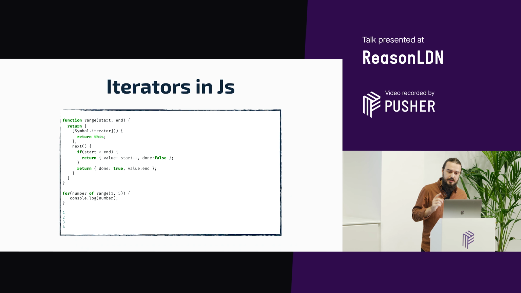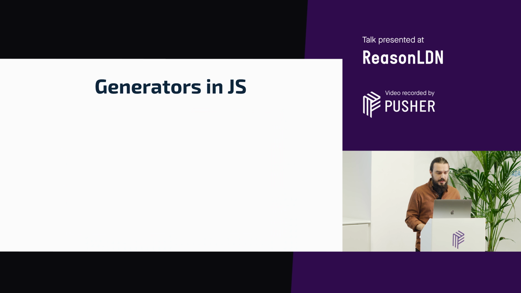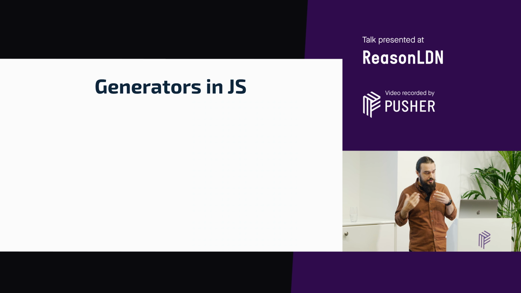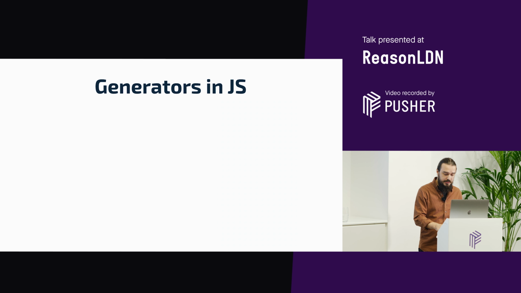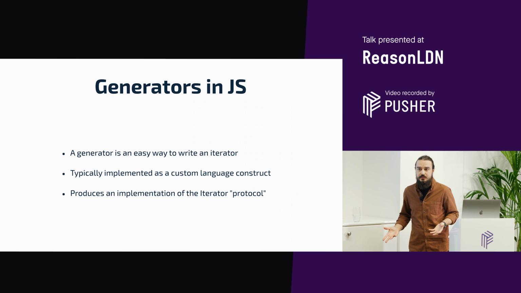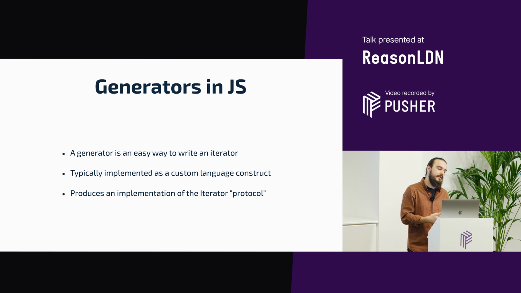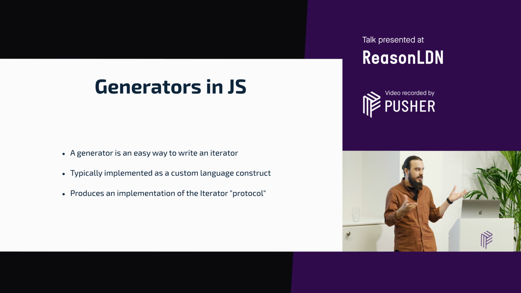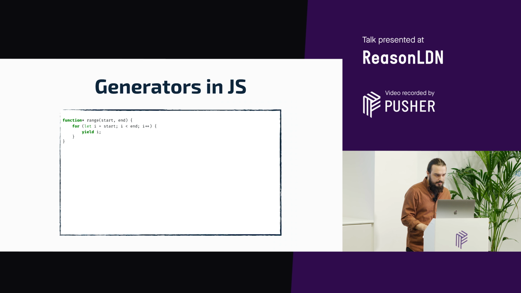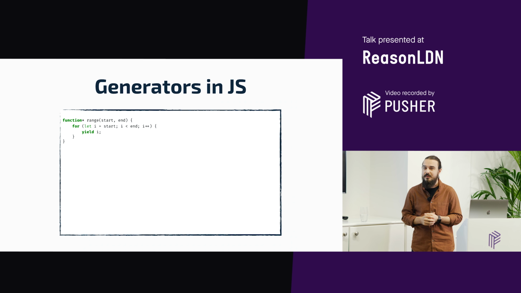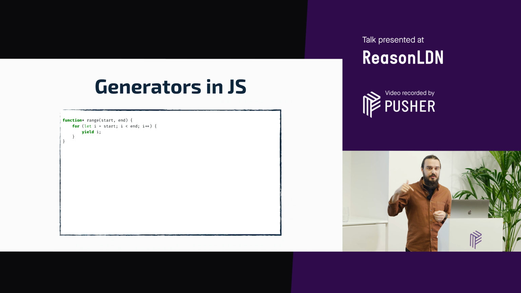There's a simpler way to write iterators in JavaScript, and that can be achieved with generators. So generators are really just an easy way to write iterators. It's a special built-in syntax that translates simple code like this into something that implements the protocol that I showed you previously.